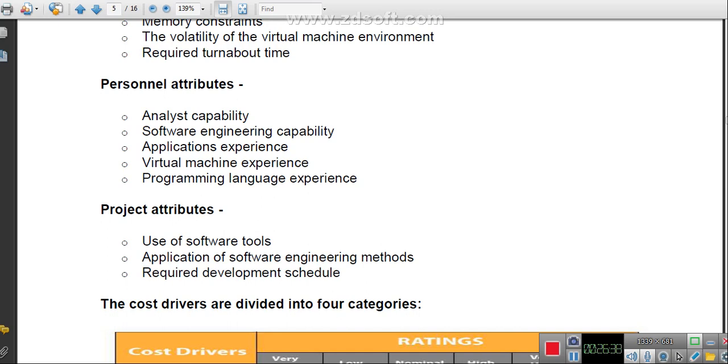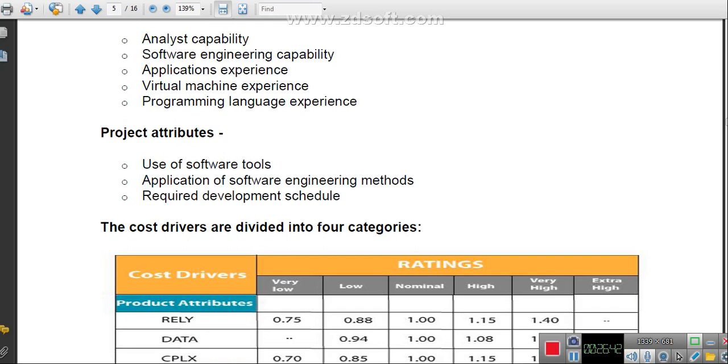Then the next attribute, that is the project attribute. So use of the different software tools. What are the different tools you are going to use to develop the software or to develop that particular application, which will also affect the cost of a particular project. Then application of software engineering methods. What are the different methods of that particular software engineering you are going to apply, so that it will affect the cost of a particular project.